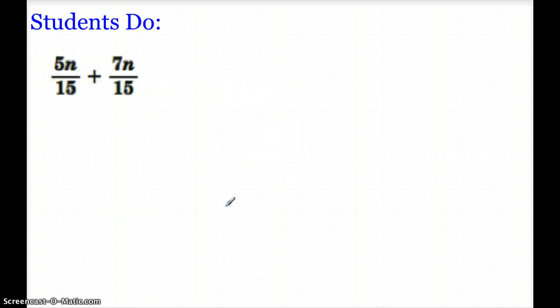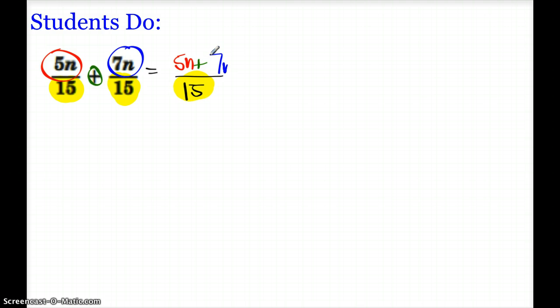Okay. Students, let's see what we get. Again, when we add these together, all of our denominators today will be the same. It won't always be like that, but for today it is. Equals 15 on the bottom. Again, we'll do the addition, and then we'll have 5n, and then we'll have our 7n. Combine like terms, simplify as much as you can.